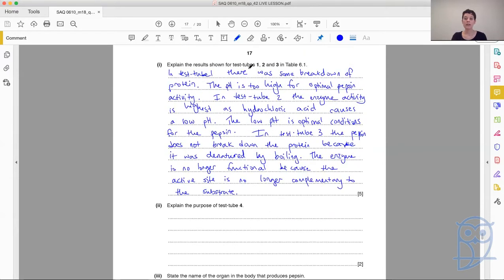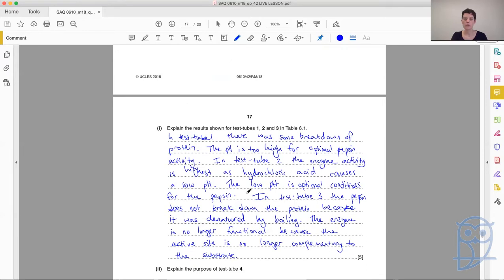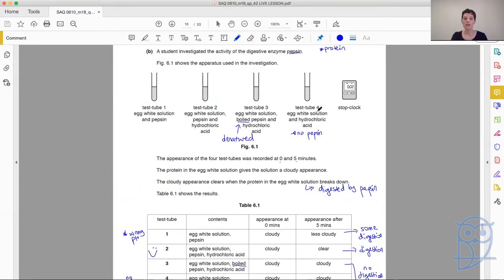So here we explained the results for 1, 2, and 3. Part 2 asks us to explain the purpose of test tube 4. So if we have a look again, test tube 4 is egg white solution and hydrochloric acid. There is no pepsin in test tube 4. And that's what's really important. So we've taken out the enzyme.